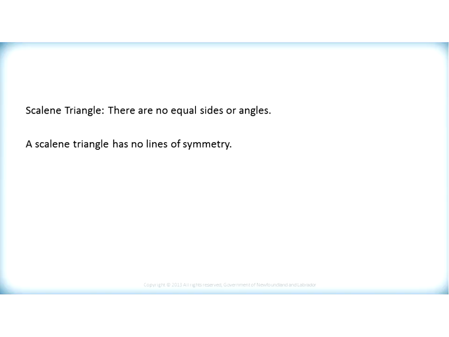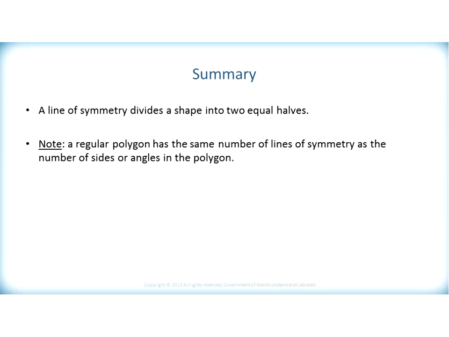Now a scalene triangle has no equal side lengths or equal angles. As a result, there are no lines of symmetry possible in a scalene triangle. And we see that in this diagram. There's no way you can put a mirror or a line through this triangle so you get the same thing on both sides of that line. It's just not going to happen. So which triangle had the greatest symmetry? The equilateral triangle had the greatest symmetry.